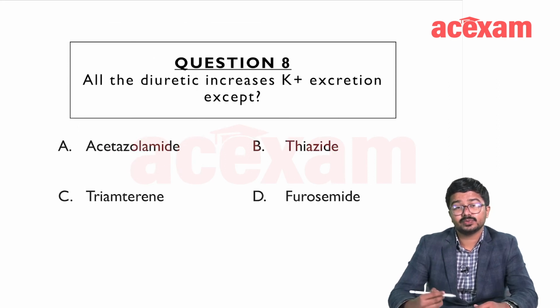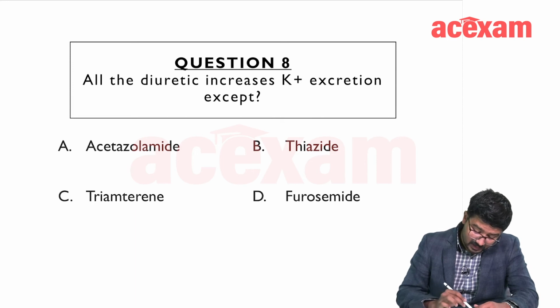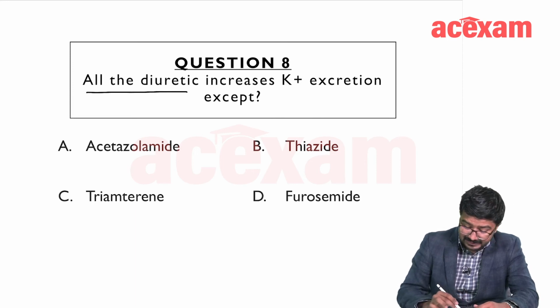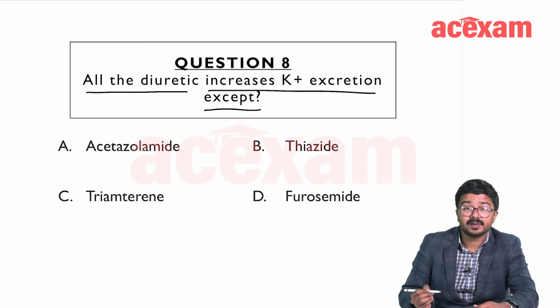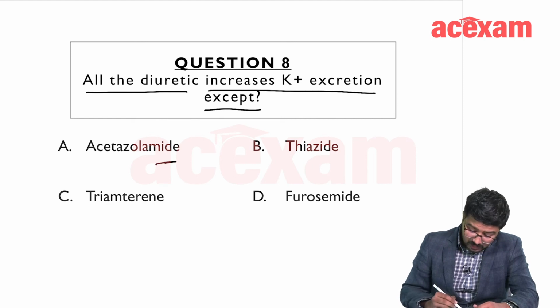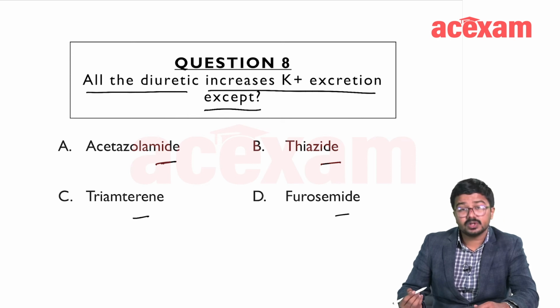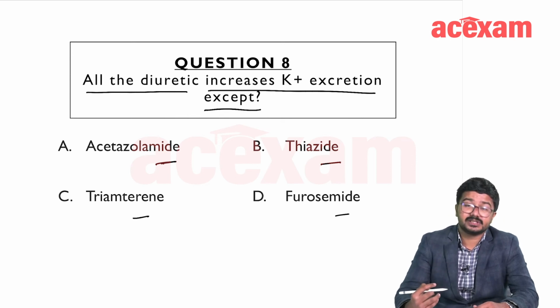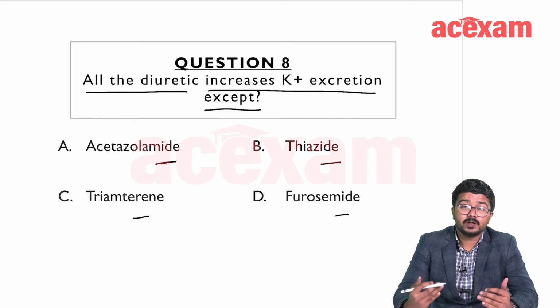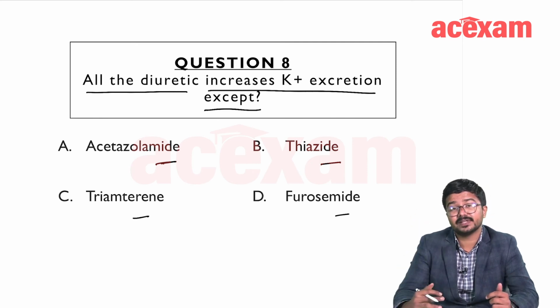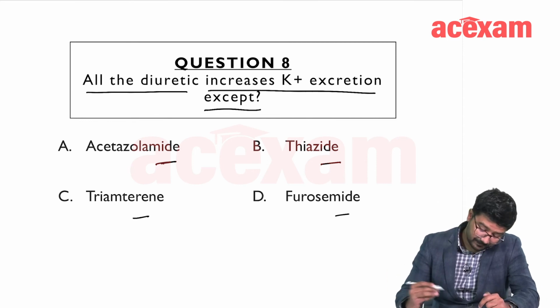Now let us go to the next question, which is question number 8. All the diuretics increase K plus excretion except, the options are acetazolamide, thiazide, triamterene, furosemide. Whenever you get this type of question, you should immediately try to fit these particular agents into the broader picture of classification. So where does each of these agents fall? Let's have a quick recap.